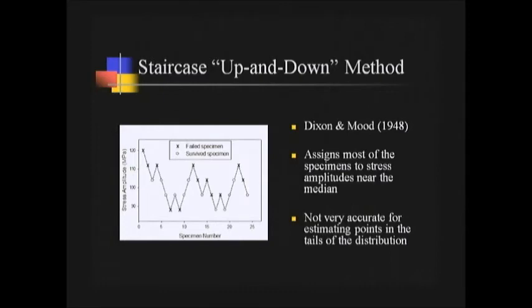But how many people want 50% of their restorations to fail in the clinic? No, you don't. We prefer close to 0%, right? And so it turns out that if you use this method and you try to estimate the lifetime for 5% or 1% failures in the clinic, then you cannot make a very accurate prediction with data you gather using this method.